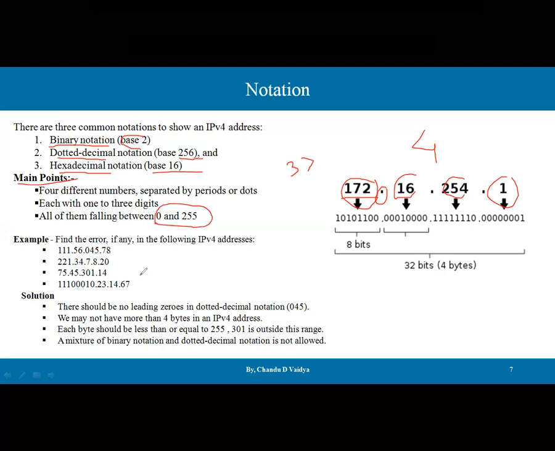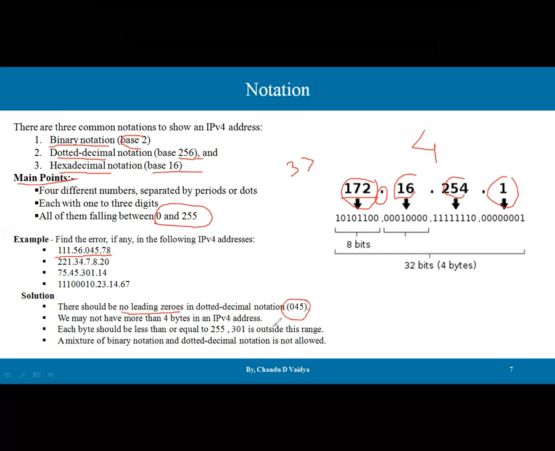Then let's take an example. Find the error, if any, in the following IP address. Here an IP address is given: 111.56.045.78. So here there is an error. What is the error? There should be no leading zero. There should be no leading zero in the dotted decimal portion. So this is a wrong IP address.